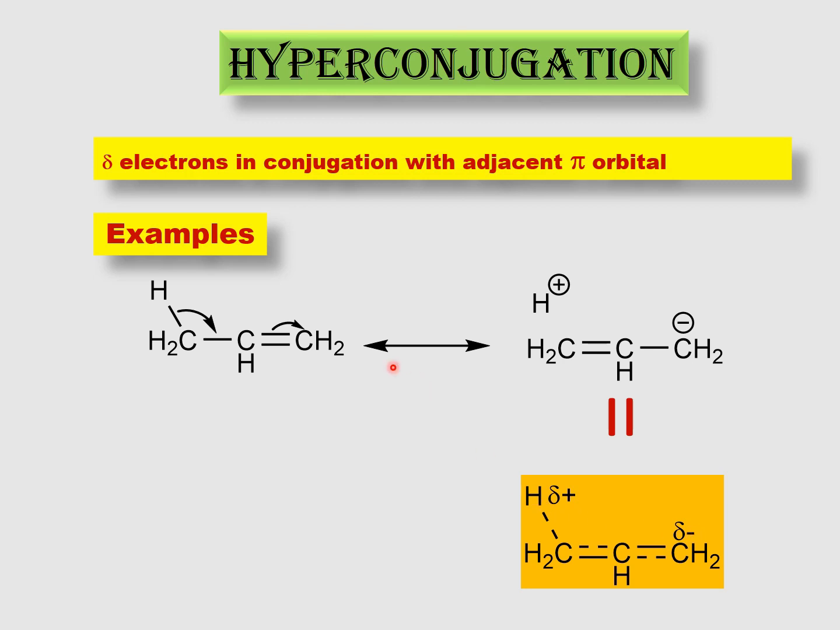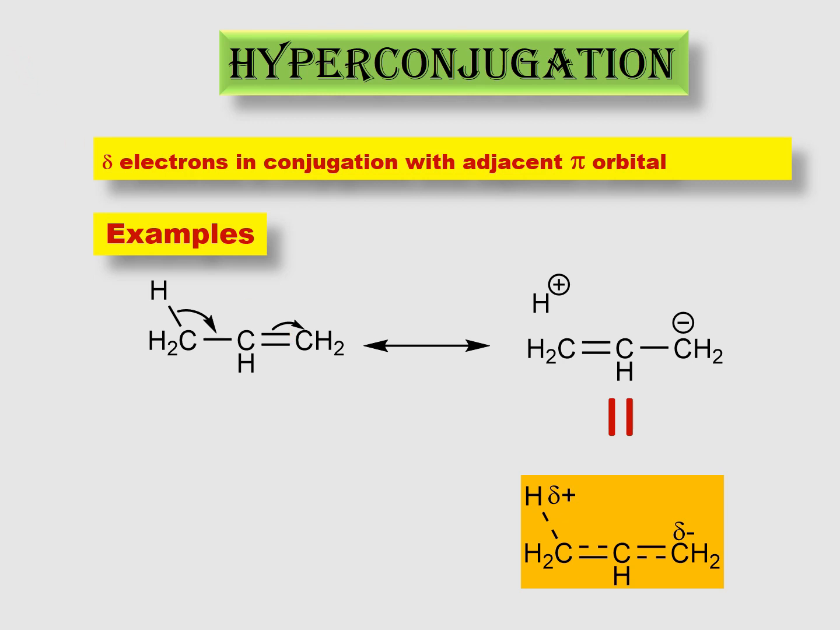Remember, when we talk about resonance or even hyperconjugation, the charges on both sides must be equal. So we have no charge here. +1 -1 makes it 0. Delta positive, delta negative makes it 0 again. And so you see that the charges are shared. The electron density is transferred between these four atoms, hydrogen, carbon, carbon, and carbon. It is not accumulated between these two carbon atoms.